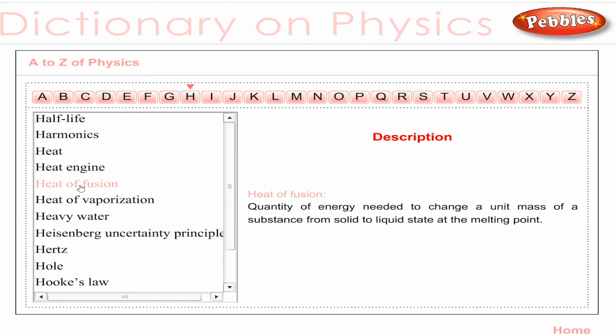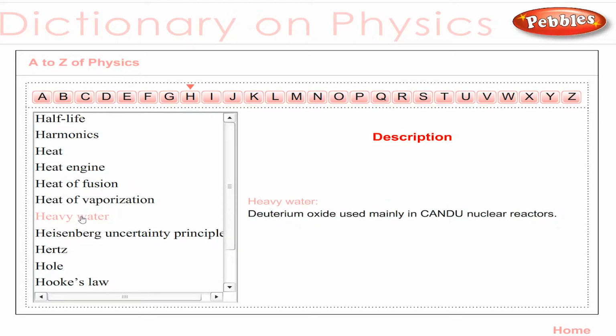Heat of fusion. Quantity of energy needed to change a unit mass of a substance from solid to liquid state at the melting point. Heat of vaporization. Quantity of energy needed to change a unit mass of a substance from liquid to gaseous state at the boiling point. Heavy water. Deuterium oxide used mainly in CANDU nuclear reactors.